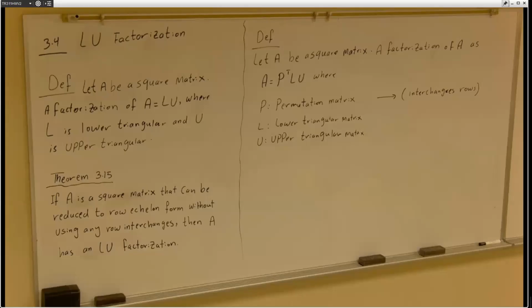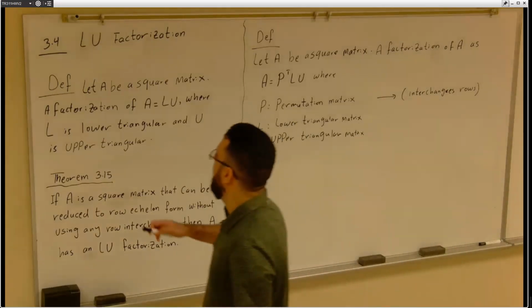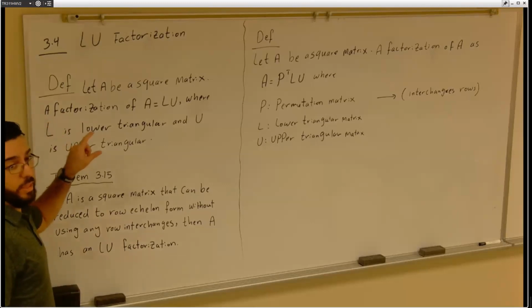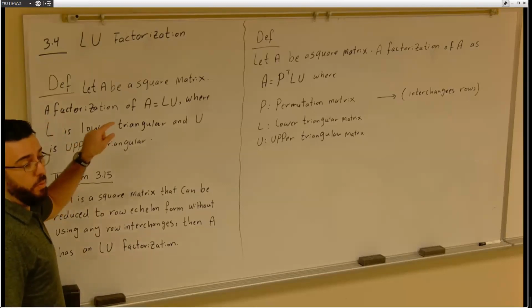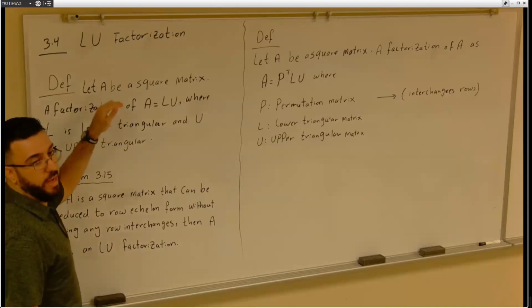So section 3.4, the LU factorization. Let's see this definition and theorem. Let A be a square matrix. The one on the board is a square matrix: 2 times 2, 3 times 3, 4 times 4. That's the only thing. This is important. It has to be a square matrix. So you can find the LU factorization.